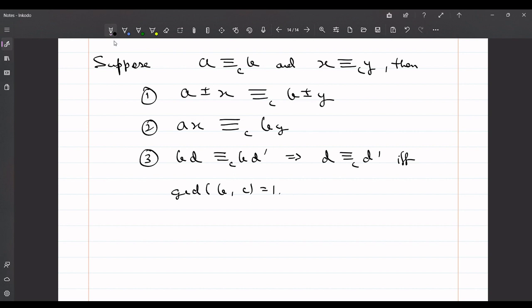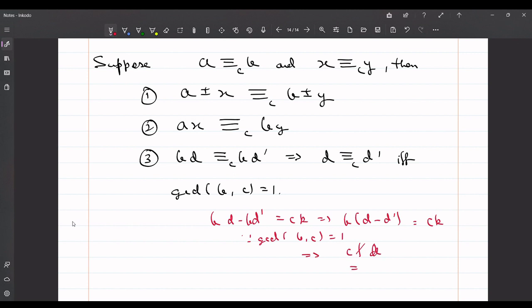Now, how does this come? See, BD is congruent to BD dash modulo C, then BD minus BD dash is some multiple of C. So, we can take B common. So, D minus D dash is equal to CK. Since GCD of B and C equals 1, that implies C cannot divide B. So that implies C must divide D minus D dash. Clear? Or you can do this directly using this statement as well. Clear? Got it? Okay, so let us move to the next page.